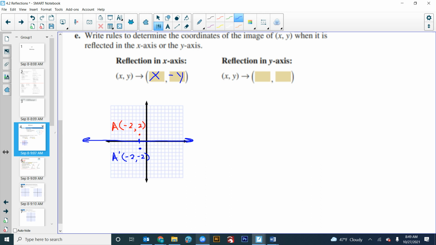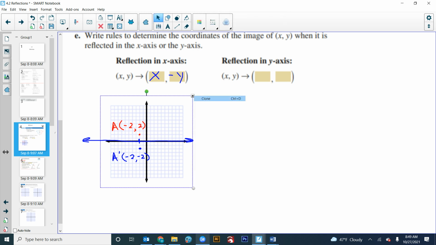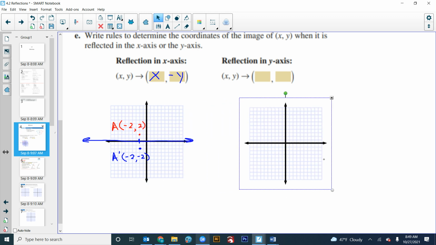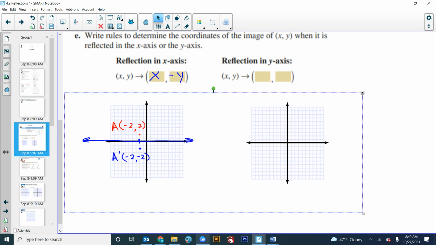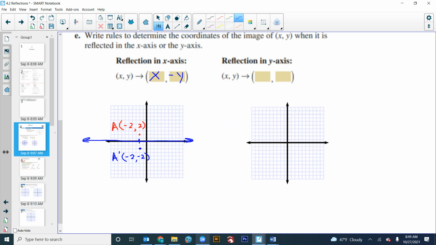What about a y-axis reflection? Here's the y-axis. Take any xy. Now we're going to generalize it. I'm not going to even name it. I don't care what its name is. We're going to take xy. -x, same y.